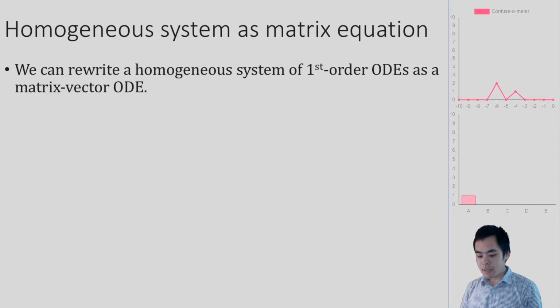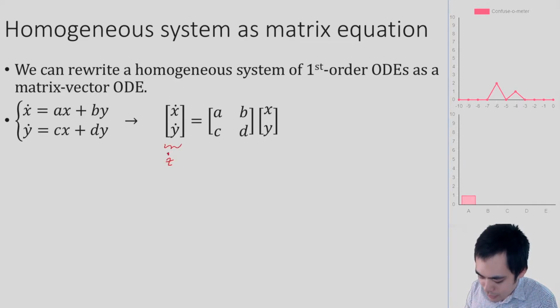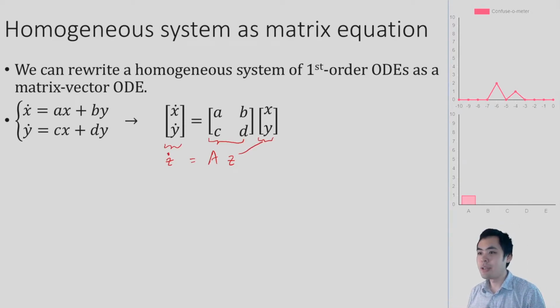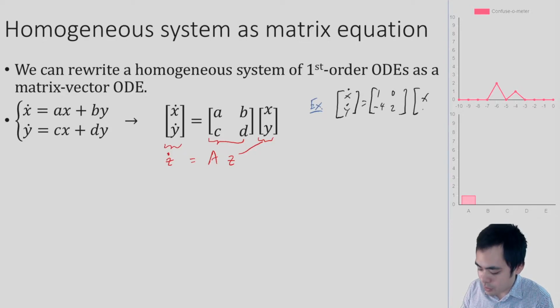Last time we had these homogeneous first-order ODEs, things like this. It turns out we can rewrite them as a matrix ODE. So if you look at this example here, you can think of this as, say, z dot is equal to Az, where A is this 2 by 2 matrix, and z is equal to (x, y). So, for example, let's say (x dot, y dot) is equal to [1, 0; -4, 2] times (x, y).